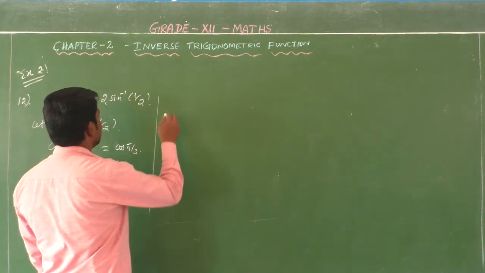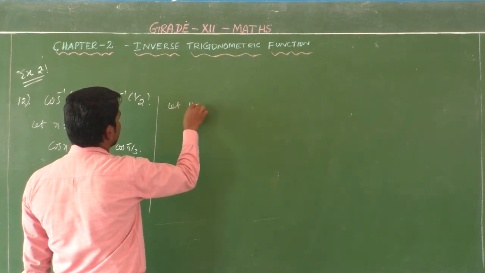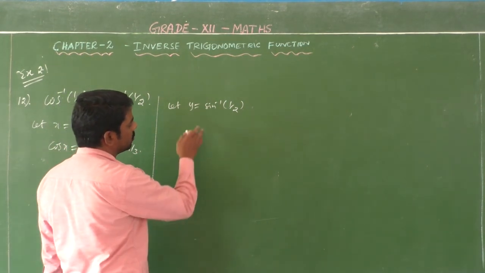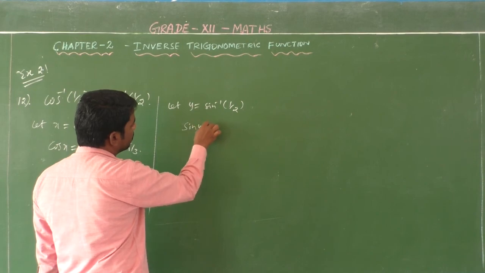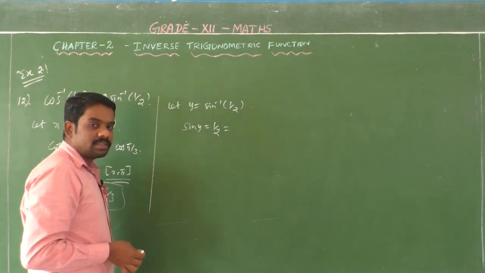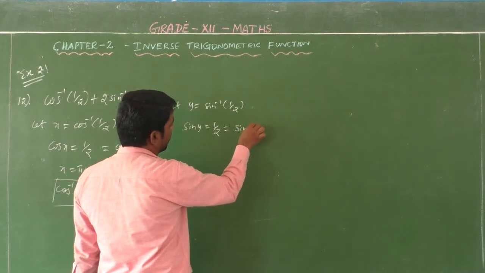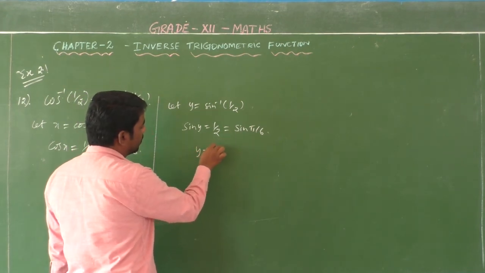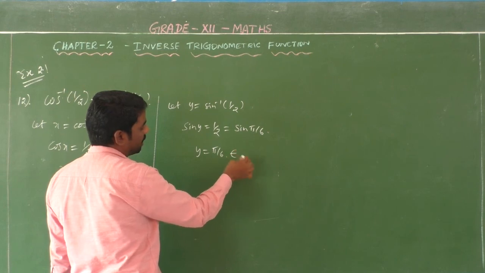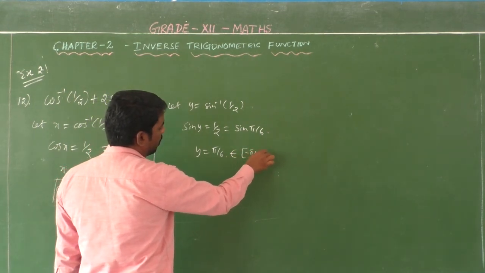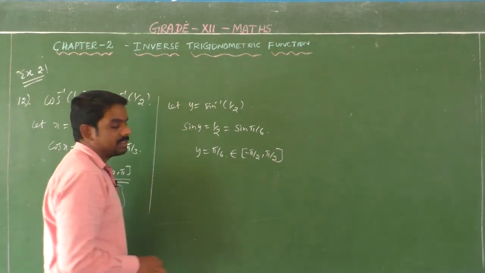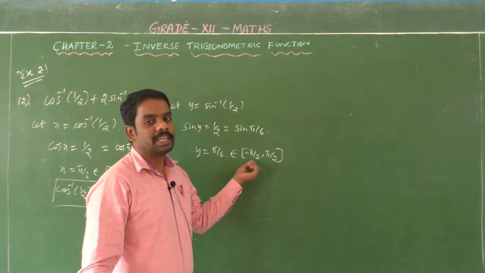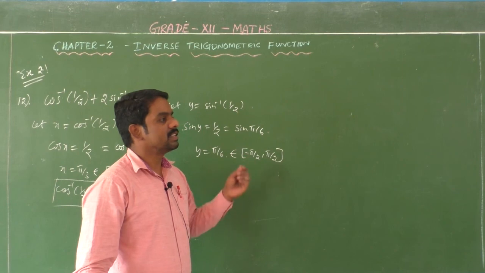Now for sin inverse of 1 by 2, let y be equal to sin inverse of 1 by 2. So sin y is equal to 1 by 2. You know that 1 by 2 is equal to sin pi by 6. So sin y equals sin pi by 6, then the y value is pi by 6. Pi by 6 also belongs to the closed interval of minus pi by 2 comma plus pi by 2, which is the principal value range of sin inverse x.